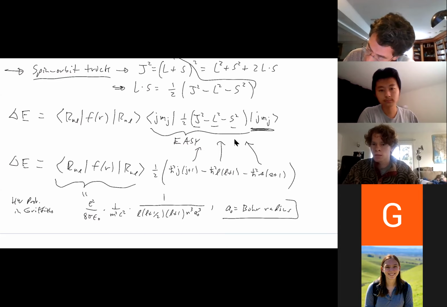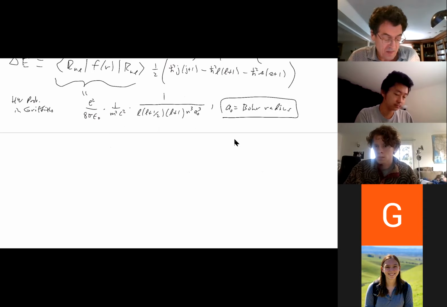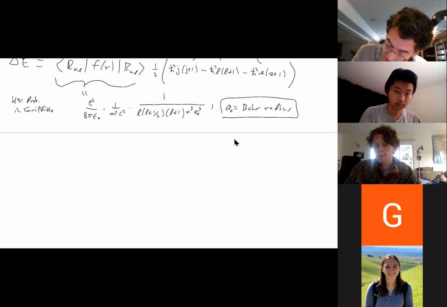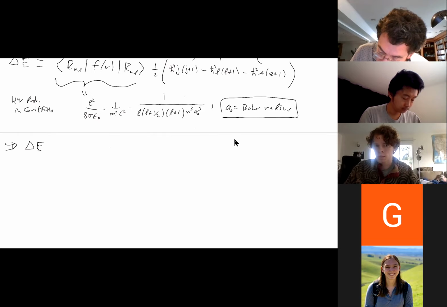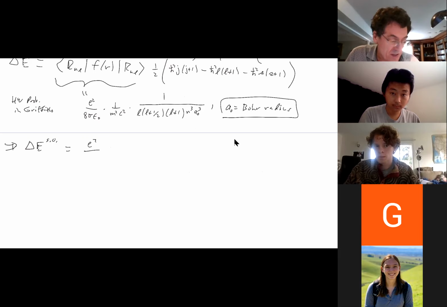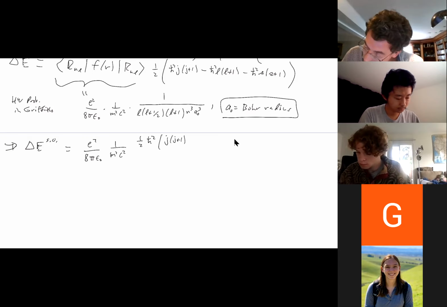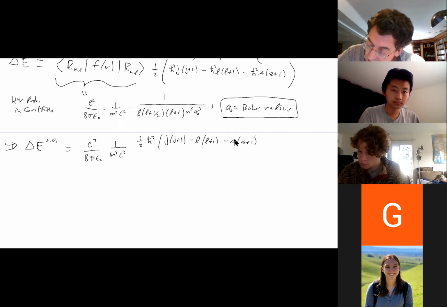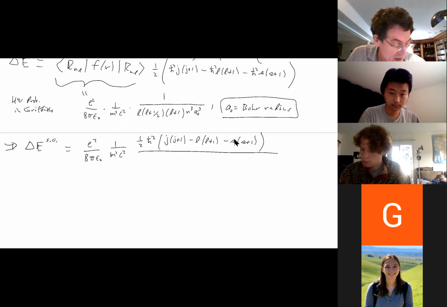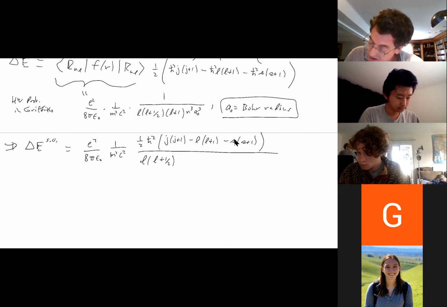Okay. So then, when you put it all together, you get delta E spin orbit is equal to a lot of formulas here, but just kind of grind through it. Times 1 over m squared c squared, 1/2 h bar squared times j times (j plus 1) minus l times (l plus 1) minus s times (s plus 1), divided by l times (l plus 1/2) times (l plus 1) times n cubed a naught cubed.